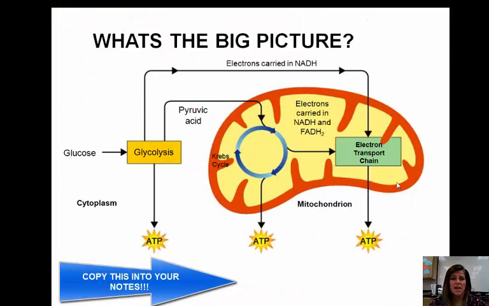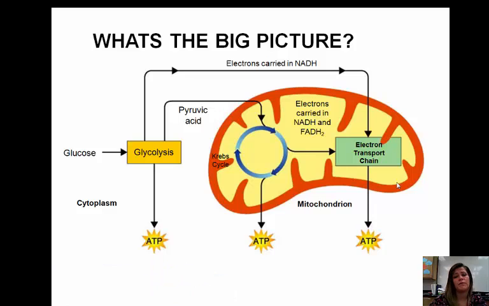Hey biology, so today you're going to go over basically 9.3 notes. In this we're going to go ahead and talk about, or basically summarize, what happens in cellular respiration and then go a little bit further. So what is the big picture?